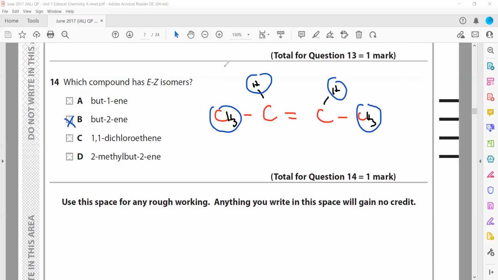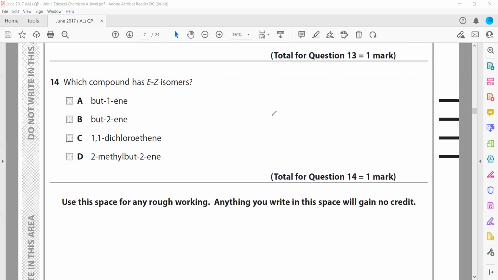1,2-dichloroethene, oh sorry, 1,1-dichloroethene cannot. Why? Because 1,1 means at the first position we have two chlorines attached, so it cannot have a geometrical isomer because of identical groups. Then 2-methylbutene: butene is there and a methyl group is attached at the second position. So this cannot exhibit a geometrical isomer, because two methyl groups are there. If identical groups are present, they will not show a geometrical isomer.